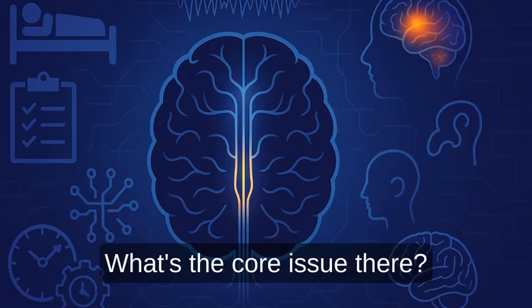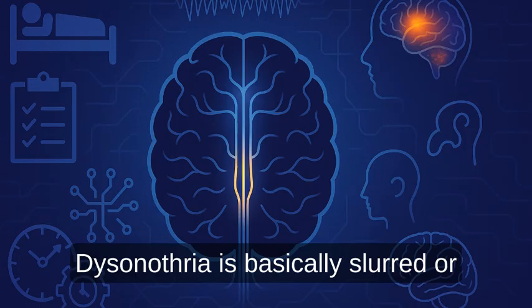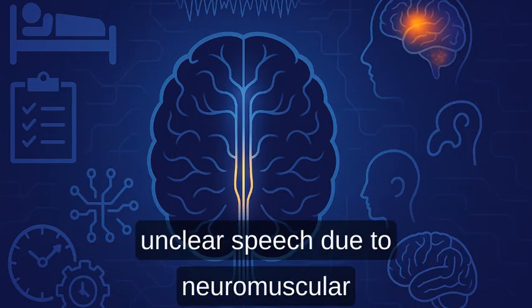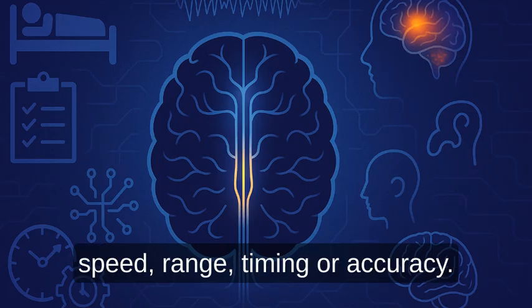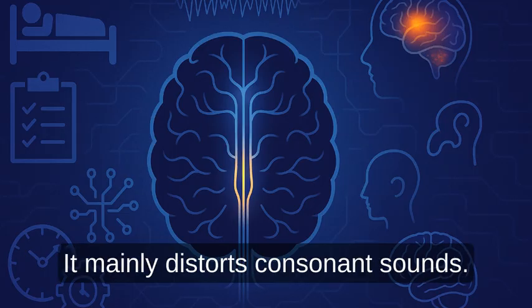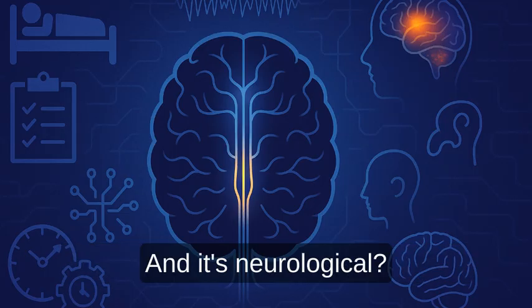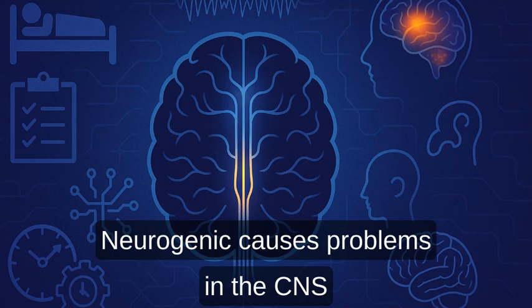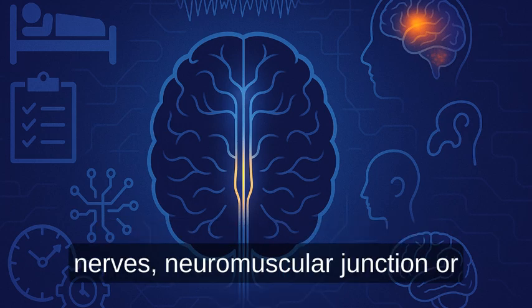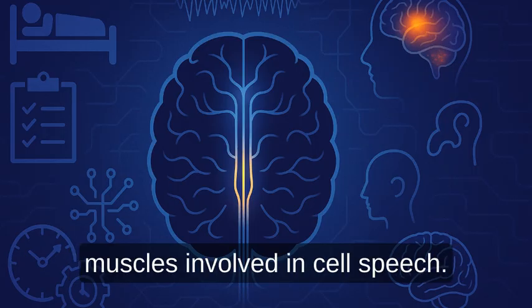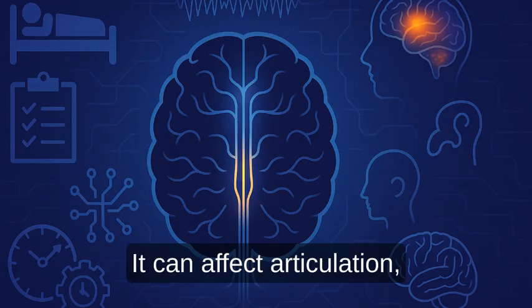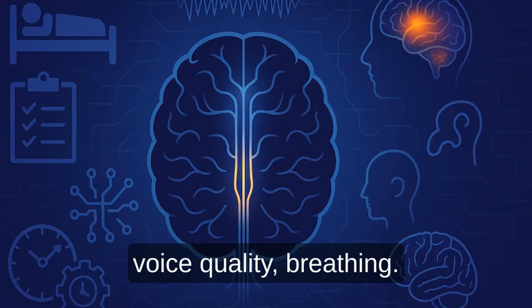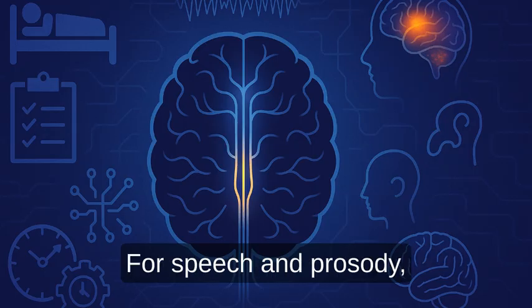Dysarthria first. What's the core issue there? Dysarthria is basically slurred or unclear speech due to neuromuscular problems affecting the speech muscles, problems with their strength, speed, range, timing, or accuracy. It mainly distorts consonant sounds. And it's neurological. Yes, neurogenic: problems in the CNS, nerves, neuromuscular junction, or muscles involved in speech, not structural issues like missing teeth. It can affect articulation, voice quality, breathing for speech, and prosody.